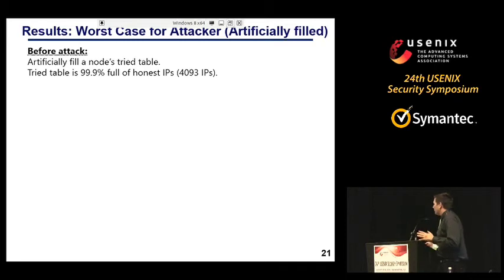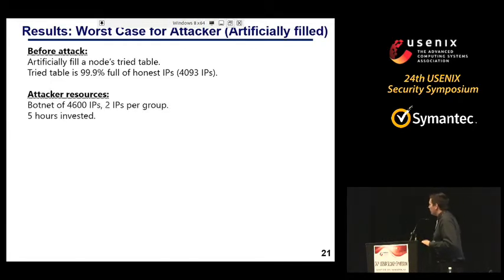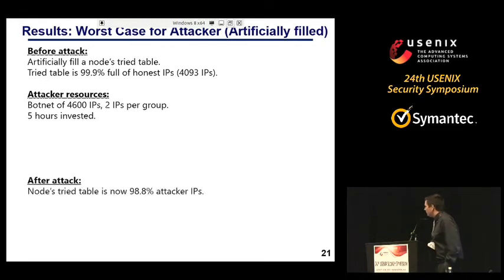So we ran several experiments, but I'm only going to tell you about two. The first experiment was a worst case experiment. We wanted to see how an attacker could win all the time, no matter what was in the tried table. So we artificially filled a node's tried table with honest IPs, and these had the freshest timestamps of just before the attack. Our model predicted we needed about 4,800 IPs with 2 IPs per group, and about 5 hours invested in the attack.